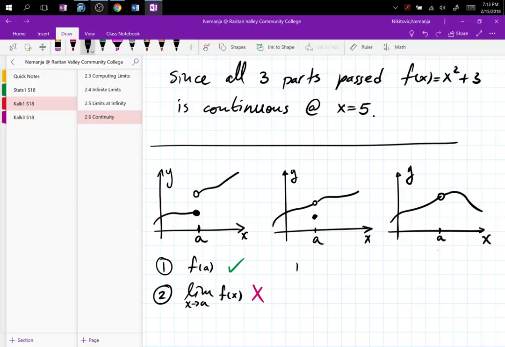Does it pass the first rule? Yes, we do have f of a. F of a is the black dot in the middle of the picture. Great. Do we have the limit for rule 2? Limit of f of x as x goes to a. Yes, why?